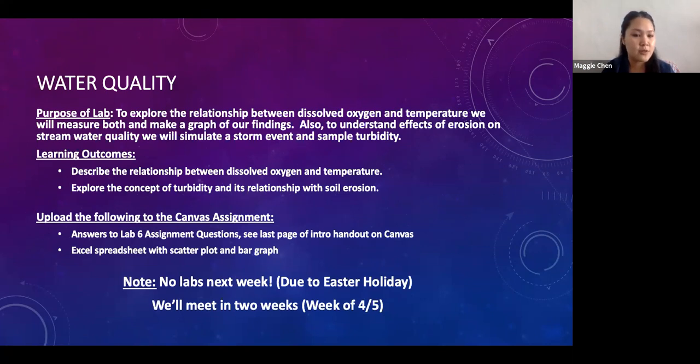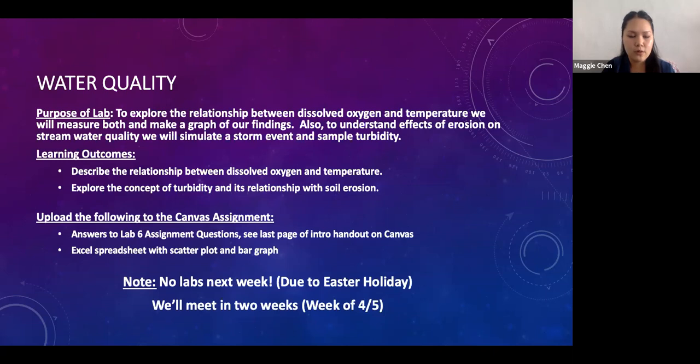Our learning outcomes are to be able to describe the relationship between dissolved oxygen and temperature, and explore the concept of turbidity and its relationship with soil erosion. At the end of this, you'll be able to answer your Lab 6 assignment questions. They're on the last page of the intro on Canvas. Under the Lab 6 Canvas page, there's the introduction link. At the very end, on that last page, there are 5 questions, and I think there's also another link within that same page that puts it all into one doc for you to refer to.